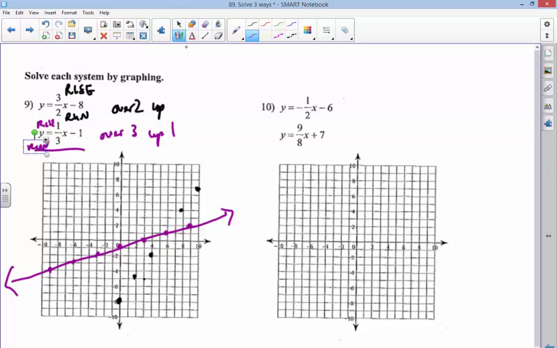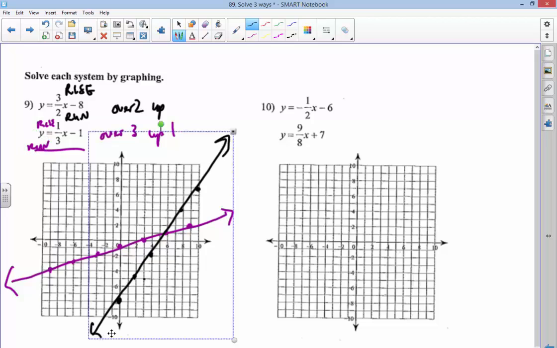So if something is set up for graphing, the easiest method is to graph. If something is set up for elimination, the easiest method is elimination. If something is set up for substitution, the easiest method is substitution. So you just need to see how the problems are set up and go from there. You do need to write the solution, which is over 6, up 1.